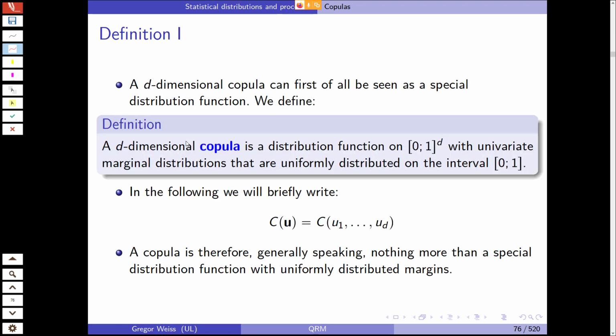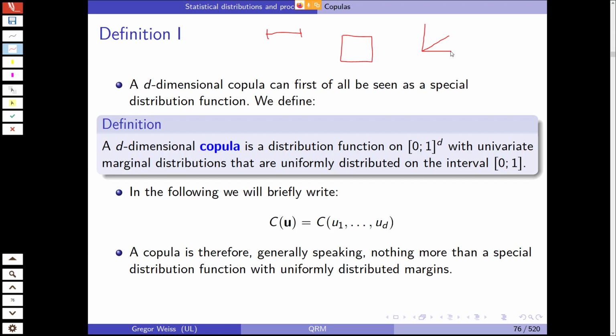So what is a copula? A copula basically is a very special distribution function. It's actually a d-dimensional distribution function on the d-dimensional unit hypercube, 0 to 1. What does it mean? In one dimension, it would be the unit line from 0 to 1. In 2 dimensions, it would be the unit rectangle. In 3 dimensions, it would be the unit cube.